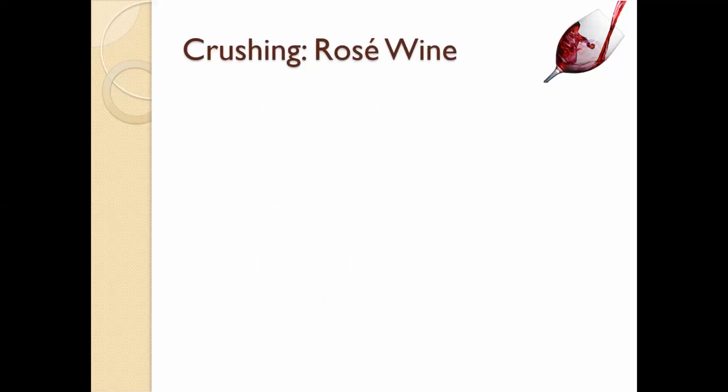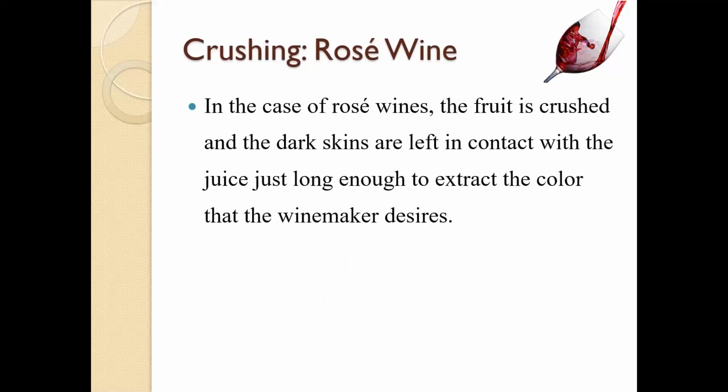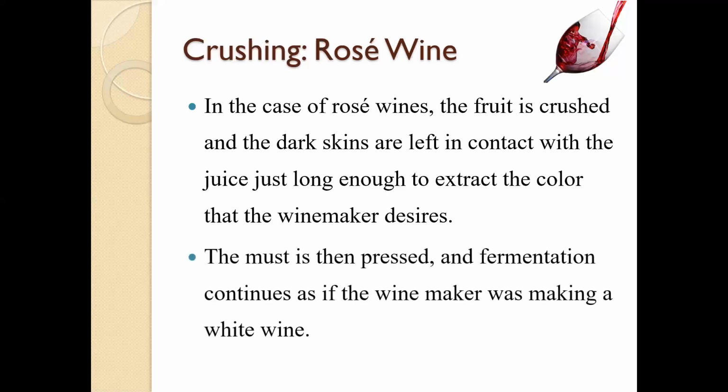Crushing for rosé wine. In the case of rosé wine, the fruit is crushed and the darker skins are left in contact with the juice just long enough to extract the color that the winemaker desires. The must is then pressed and fermentation continues as if the winemaker was making a white wine.